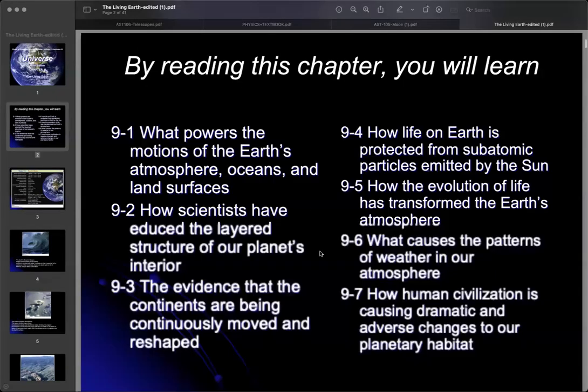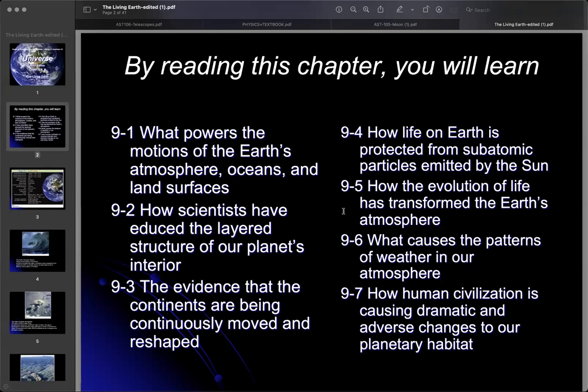The main topics we'll cover here are what powers the motion of Earth's atmosphere, oceans, and land surfaces, how scientists have deduced the layered structure of a planet's interior, the evidence that continents are being continuously moved and reshaped, how life on Earth is protected from subatomic particles emitted by the sun, how the evolution of life has transformed the Earth's atmosphere, what causes the patterns of weather in our atmosphere, and how human civilization is causing dramatic and adverse changes to our planetary habitat.